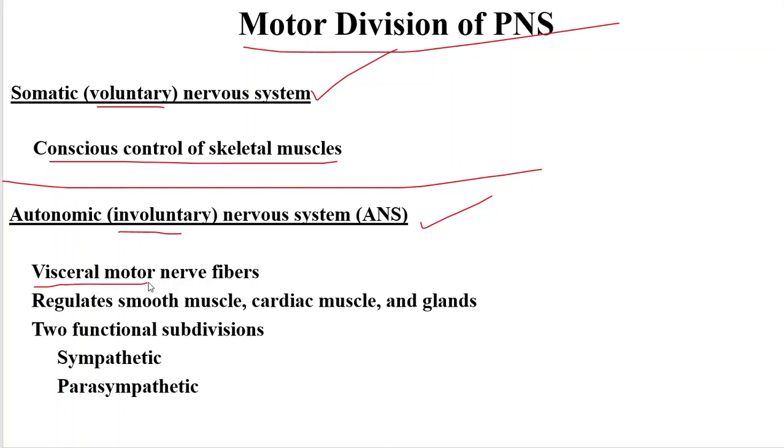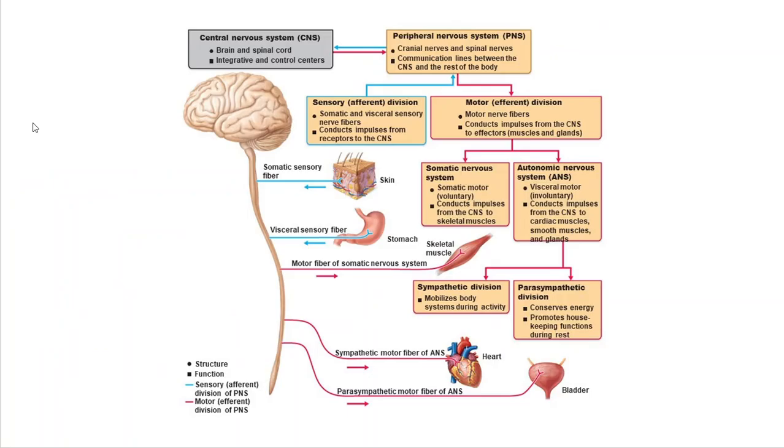These are going to be the visceral motor nerve fibers that are going along with those visceral sensory fibers. These guys are going to be in charge of smooth muscle. They are going to have some say in cardiac muscle. Cardiac muscle beats without any sensory innervation, but these guys are either going to speed it up or slow it down. And of course the endocrine glands and the other glands. So this in itself is divided into two subdivisions, sympathetic and parasympathetic nervous systems.